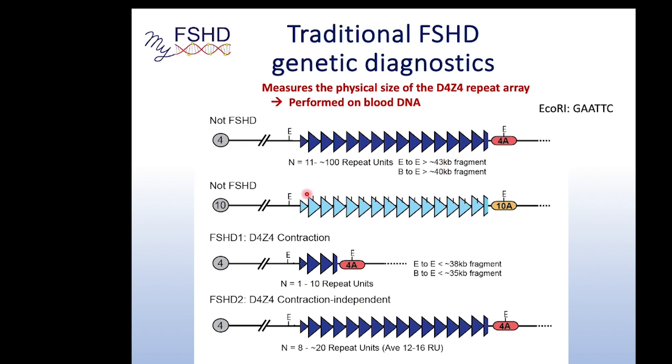All right. Now, the thing is, you have that exact same setup here on chromosome 10. And then you're going to see it's going to be much smaller when FSHD1. And again, FSHD2 is going to be kind of hard. So you're going to cut with EcoR1. I call it EcoR1, some people will say ECOR1.